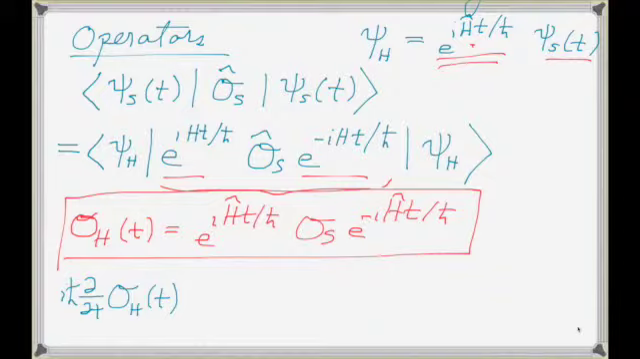And now in this representation, the operators are time dependent. And so this time derivative has to act on the two exponentials. When it acts on the first exponential, I'm going to get negative H times my Heisenberg operator back. And when it operates on the second exponential, I'm going to get positive O H.